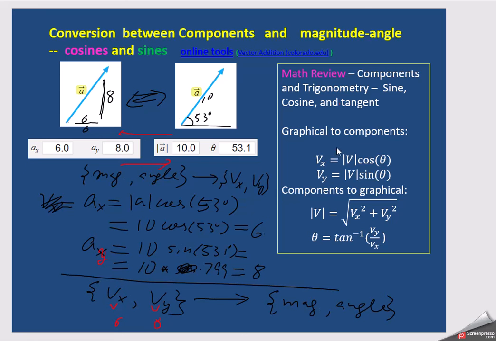So this one goes from magnitude to components. You go this way. And to get from components to magnitude, you go this way: the Pythagorean law and inverse tangent.